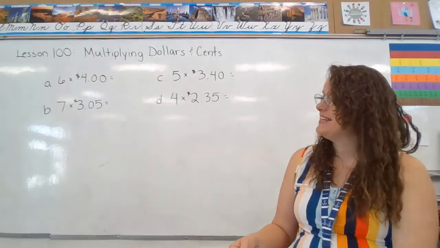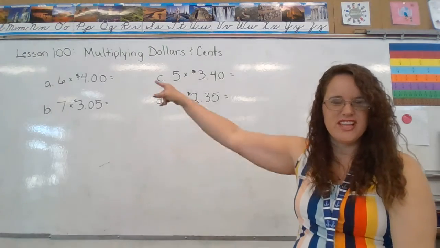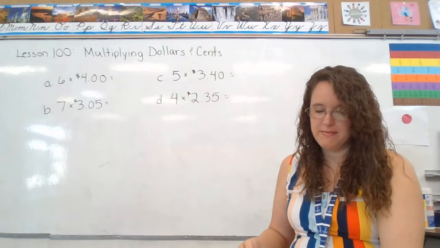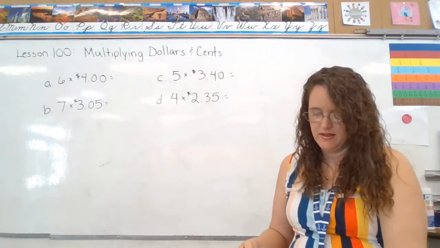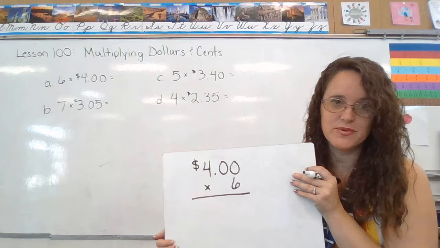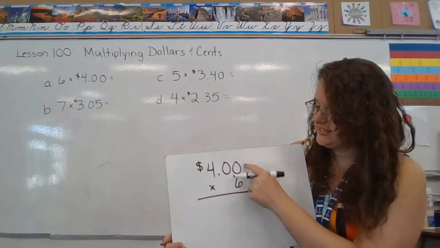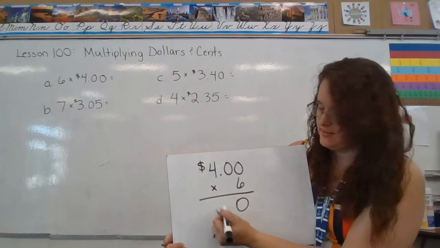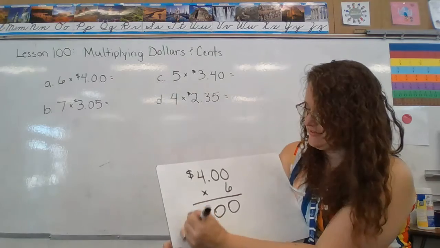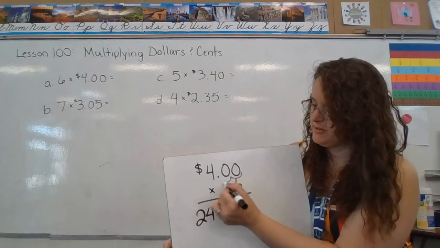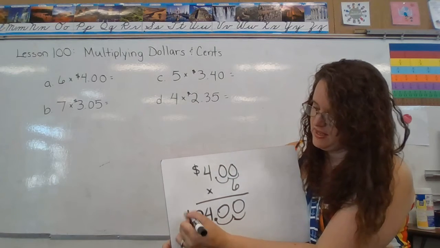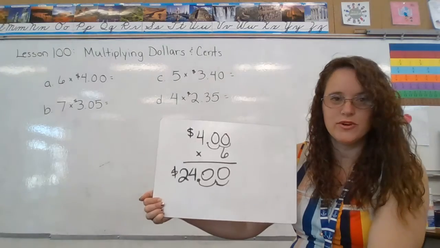So A is 6 times $4. Do you like the way it's written there? Me neither. I want to rewrite it with my big number on top. And they started us with a really easy problem here with all those zeros. So 6 times 0 is 0. 6 times 0 is 0. 6 times 4 is 24. Count our decimal places, 1, 2. So in our answer, 1, 2, put a decimal there and a dollar sign, and we've got $24 for problem A.